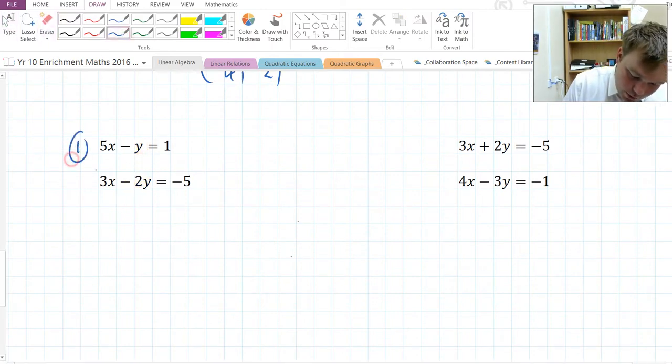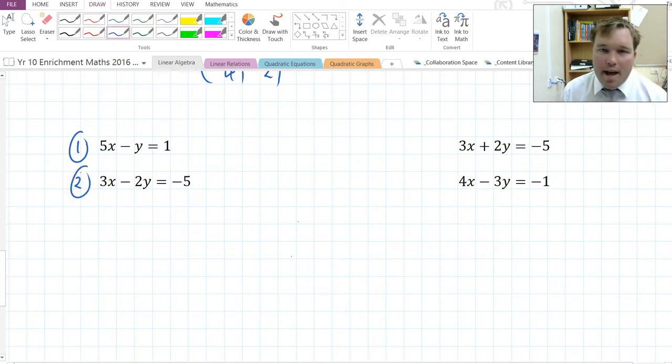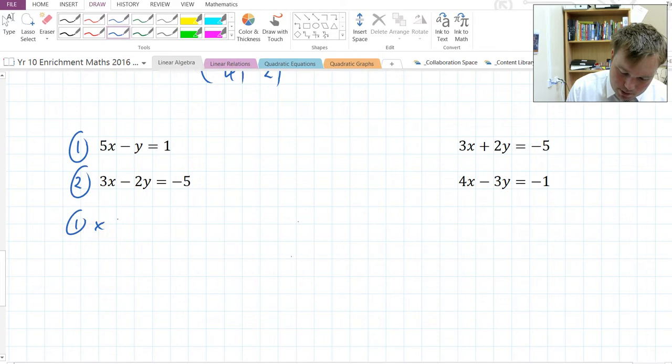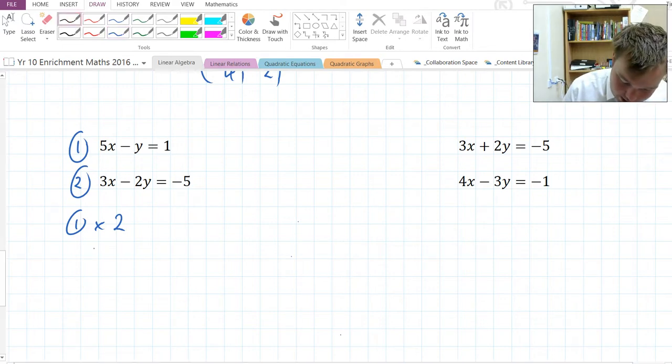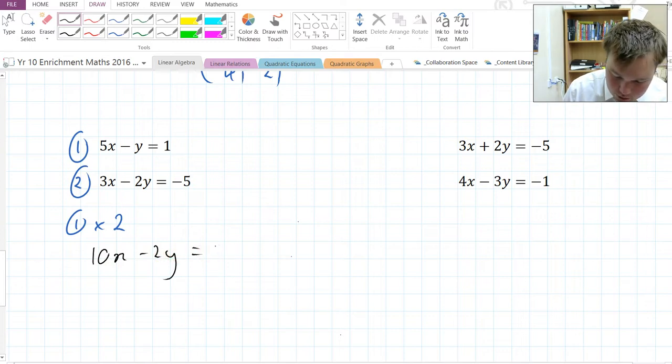So I'm still going to call them equation 1 and equation 2. And then I'm going to take equation 1 and just multiply both sides of it by 2. Now, we know we can multiply both sides of an equation by 2, so that would mean our new equation 1 is 10x take 2y is equal to 2. All right. And that's what we're going to consider as our equation 1 from now on.